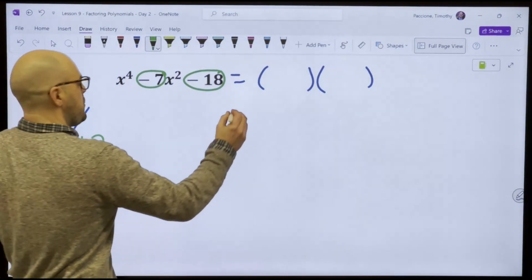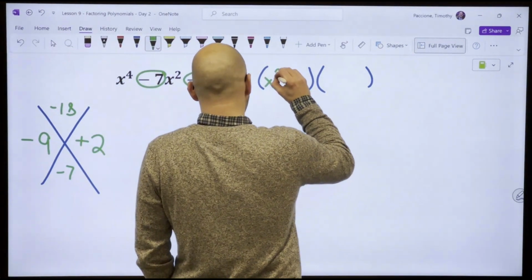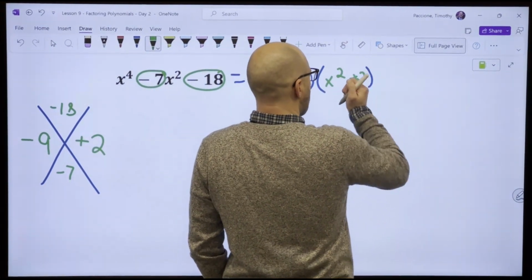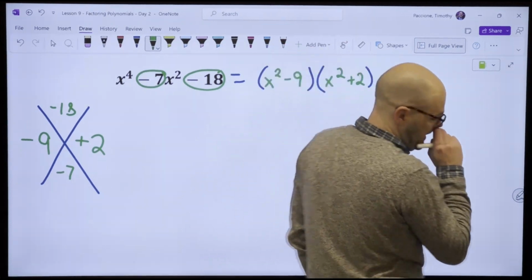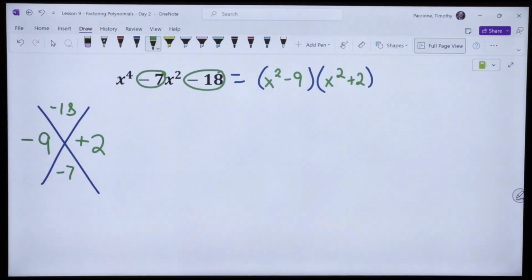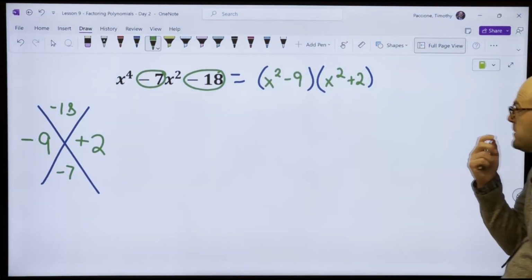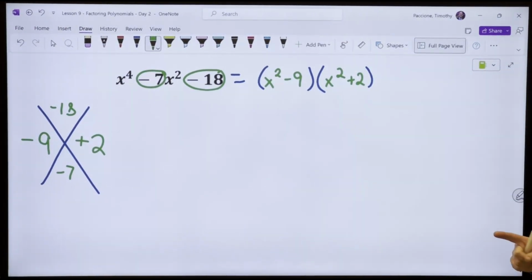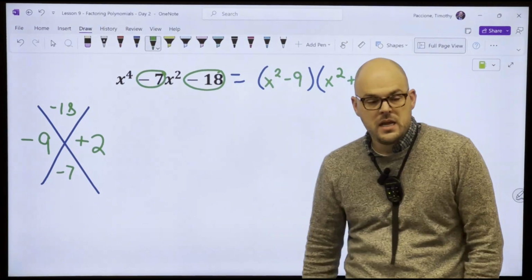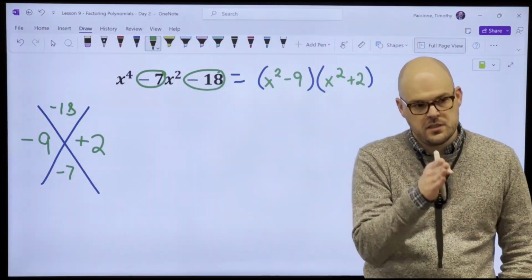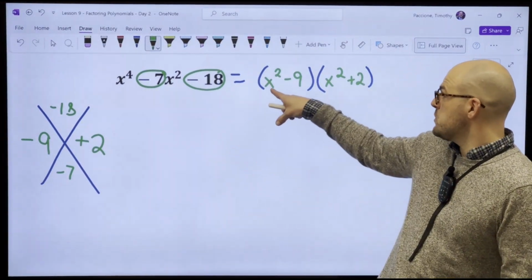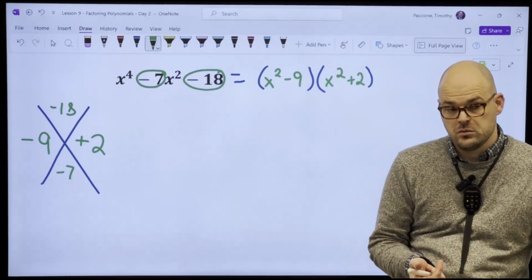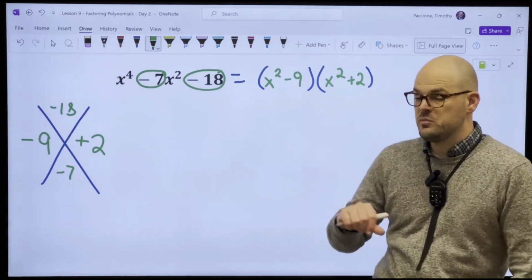Okay, so then I throw those in. x squared minus 9, x squared plus 2. Okay? So I've gotten the quadratic form part factored. I need to then ask myself, can I keep going? Yes. Why? x squared minus 9 is a difference of perfect squares. That's a perfect square, that's a perfect square, that's a difference. When I know that's true, I can keep going. Can I keep going with x squared plus 2?